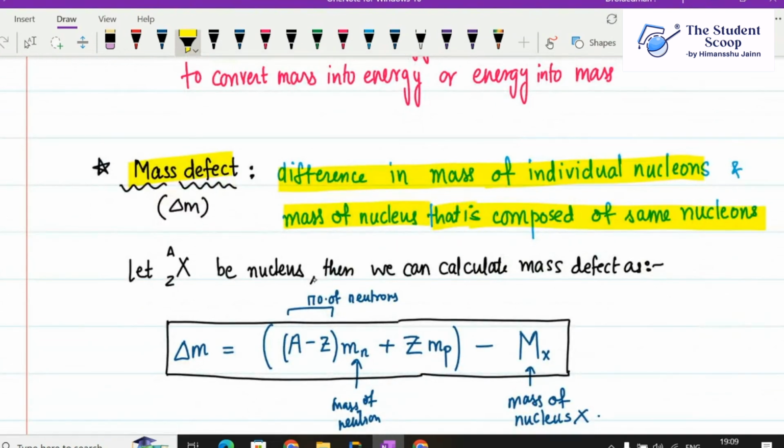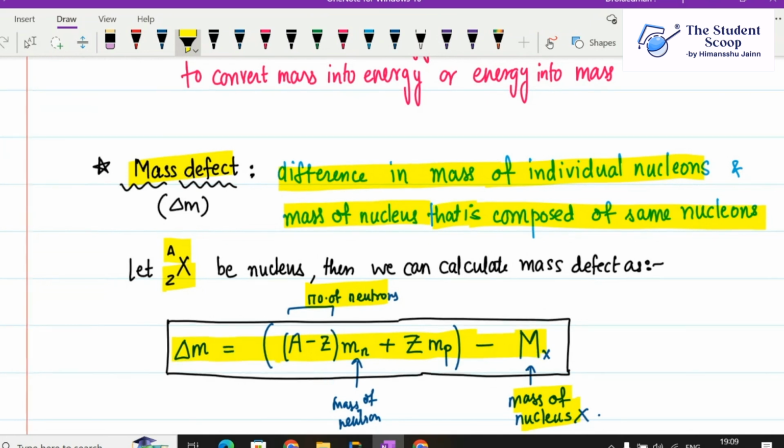Now how do we calculate mass defect? For example, if I have a nucleus with mass number A and atomic number Z, then the number of neutrons is A minus Z, so I will do (A minus Z) times the mass of a neutron and add Z times the mass of a proton. These are the masses of individual protons and neutrons outside the nucleus, and then we have the mass of the nucleus itself. When we subtract those, we get the mass defect.